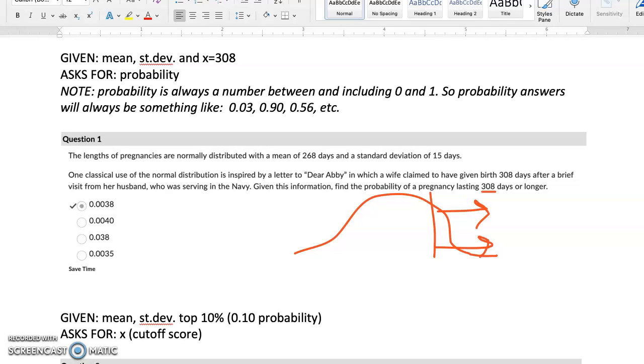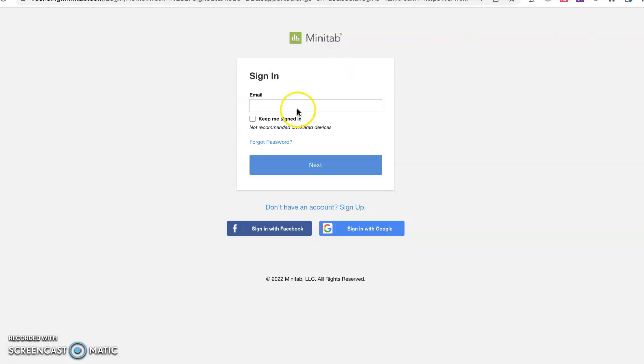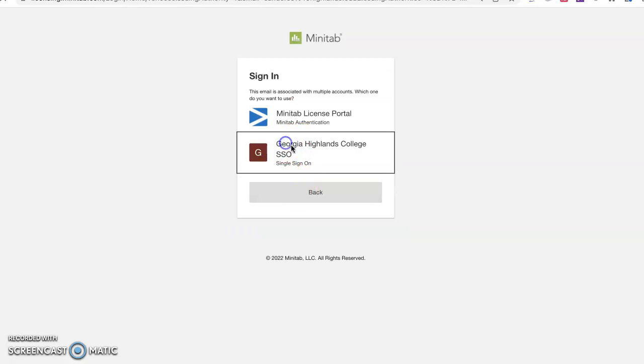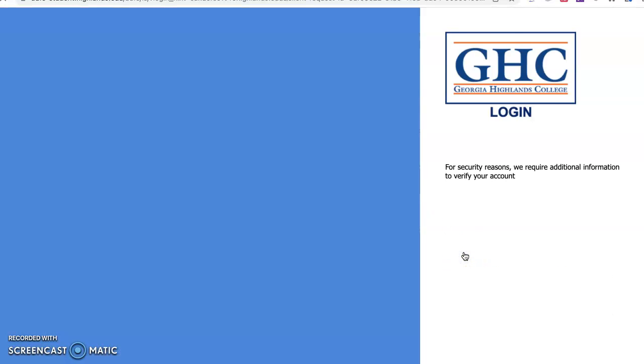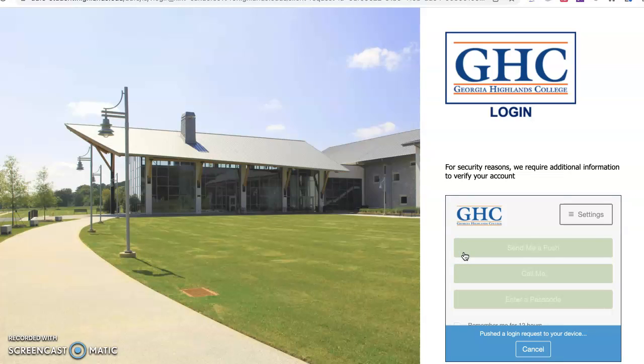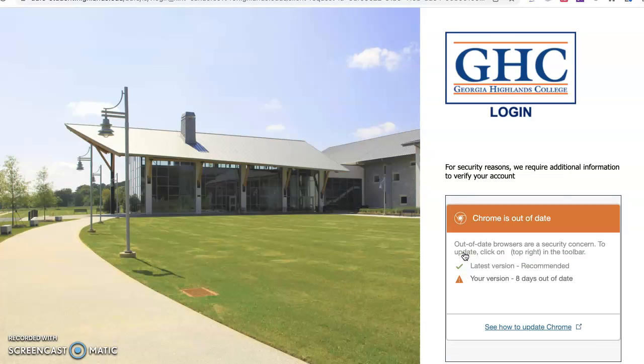Let's go to Minitab real quick. Again, 268 and 15. I thought I was already logged in, but I guess I wasn't, so let me quickly log in to Minitab here, and we'll go from there. See if I can remember those numbers. It was 268 and 15. All right, here we go.